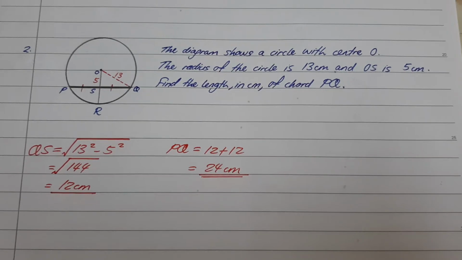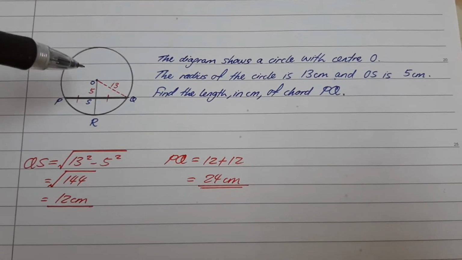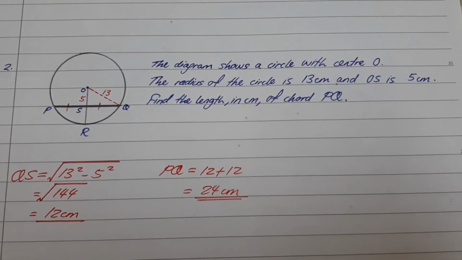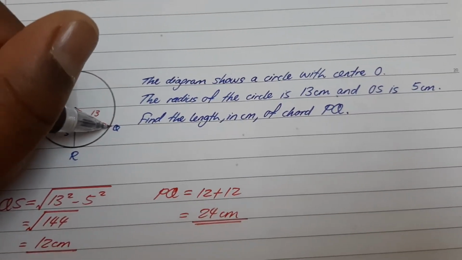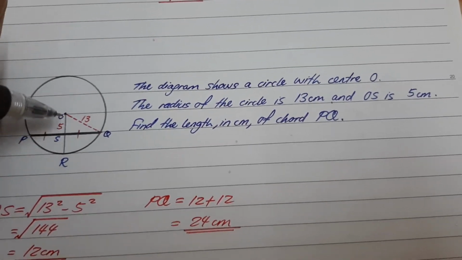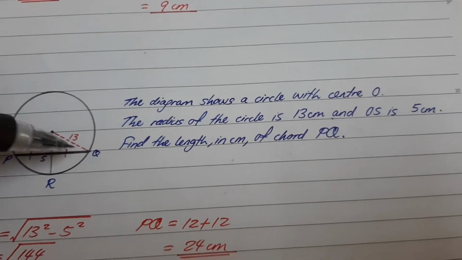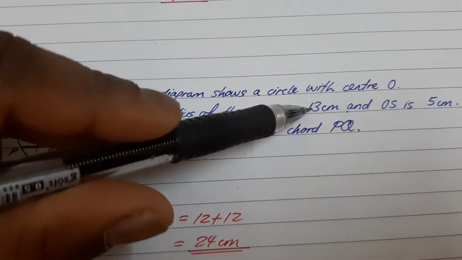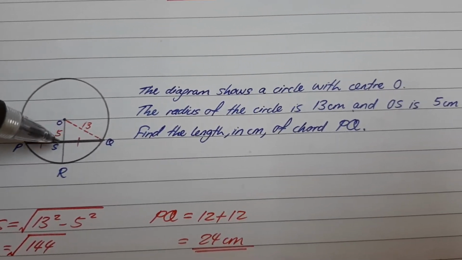Now look at the next example. The diagram shows a circle with center O. The radius of the circle is 13 centimeter, and OS is 5. If from the center I join to P, R, or Q, I'm going to get the radius, right? So if I join O to Q, I get my radius 13 centimeter, and O to S is 5 centimeter.